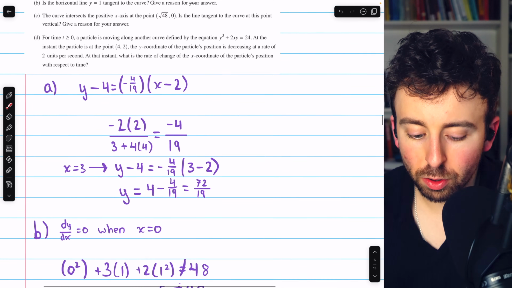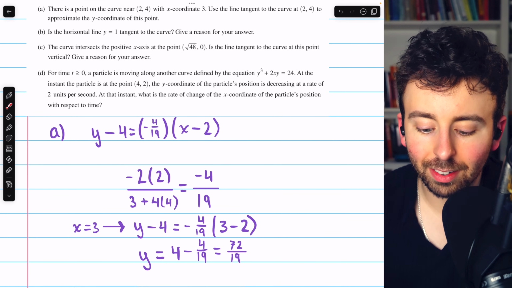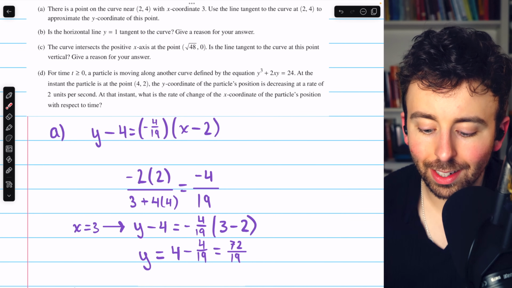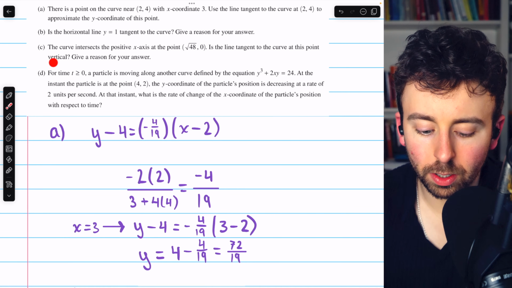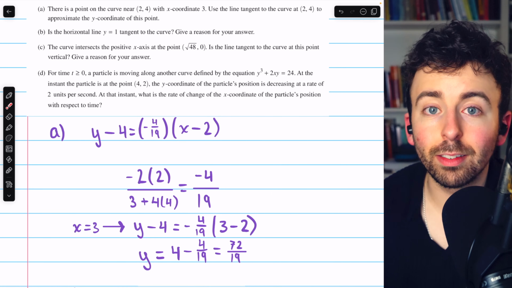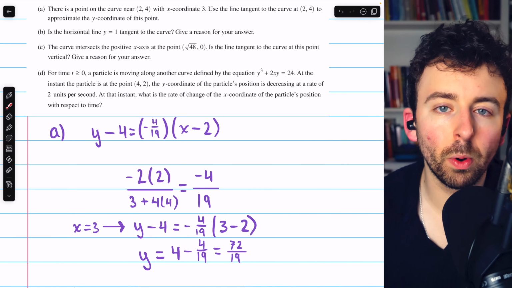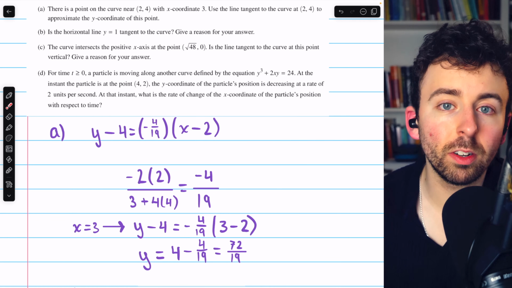All right, let's move on to part C. The curve intersects the positive x-axis at the point root 48, 0. Is the line tangent to the curve at this point vertical? And give a reason for your answer. So we'll have to see what the slope of the curve is at this point, and if the slope is undefined, some finite number over 0, then the tangent would be vertical.